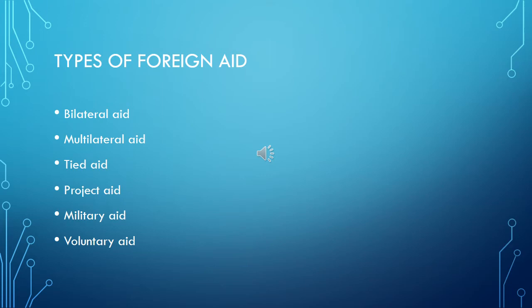Now moving on towards the third type, which is tied aid. Tied aid is a type of foreign aid that must be spent in the country providing support, the donor country. In a group of selected countries, a developed country will provide a bilateral loan or grant to a developing country, but mandate that the government spend the money on goods or services produced in the selected country.